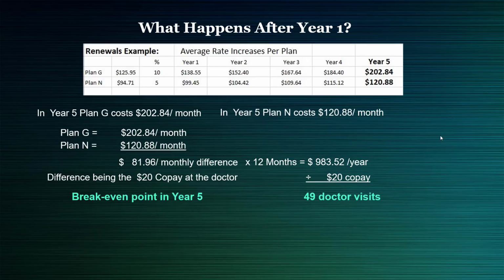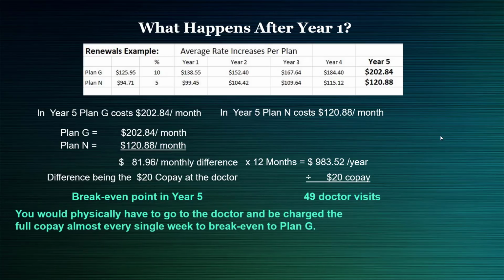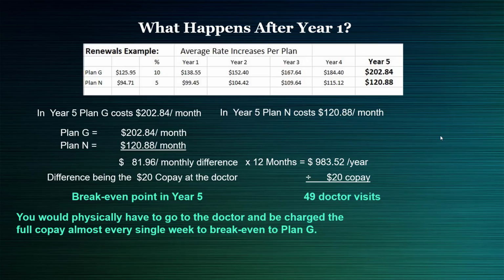Assuming that every doctor that you went to, again, charged the highest that they can, which is the full $20 copay. Again, not all doctors do, but let's say worst case scenario, they do in this example, gives us a break-even point of 49 doctor visits. You'd physically have to go to the doctor and be charged that full copay almost every single week in this example to break even to where you would have been with Plan G 5 years down the road comparing these two plans.